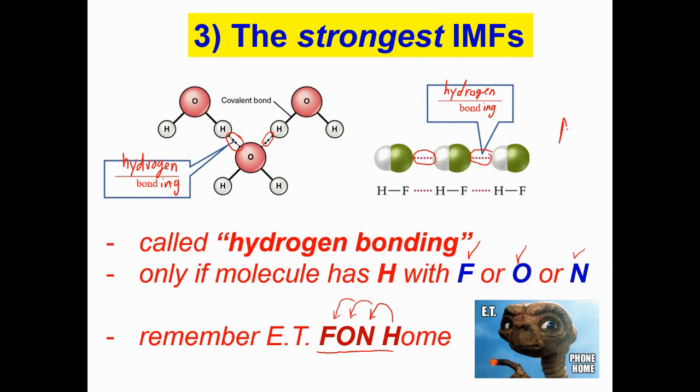So a molecule like NH3, does it have hydrogen bonding? Well, let's see, ET phone home. Yeah, it has hydrogen with nitrogen. Yes, NH3 will have hydrogen bonding. It will have very strong IMFs. Same with HF, same with H2O. Those are three molecules that have very strong hydrogen bonding.